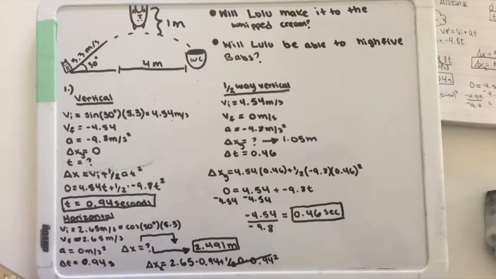If Lulu decreases the angle of the kitty launcher and keeps all other variables the same, will she still be able to high five Babs? No, because by decreasing the angle, the vertical range decreases, while the horizontal range increases. This means that Lulu won't go high enough to reach Babs, but she might go far enough to reach the whipped cream, depending on the angle.